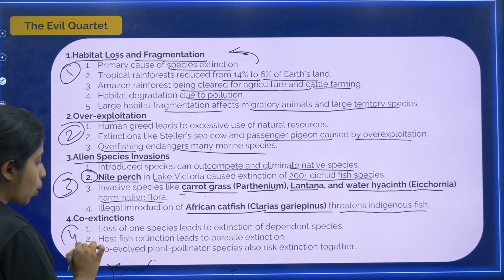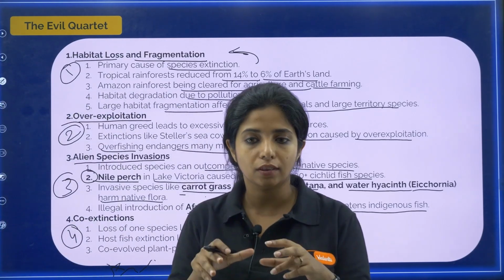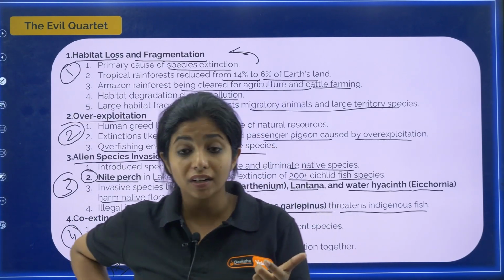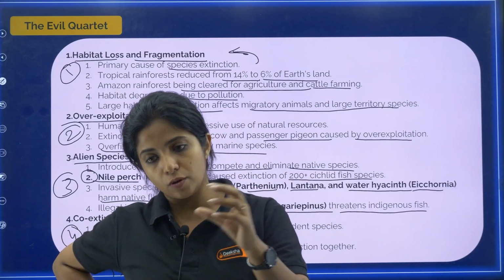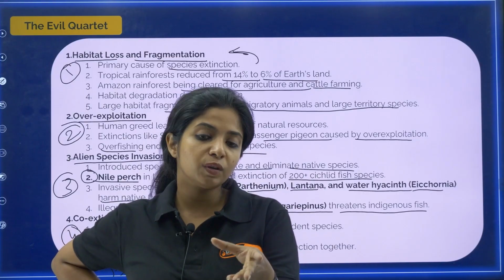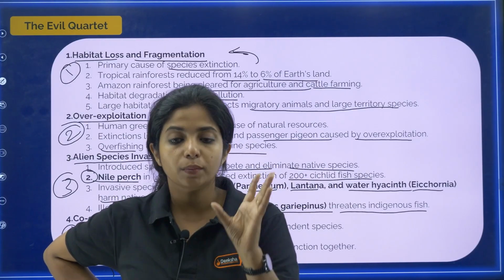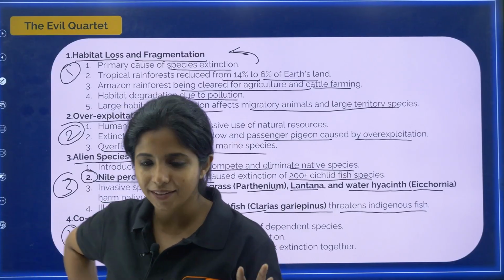Now the fourth reason is co-extinction. That means there are certain organisms which tend to live together. For example, if we talk about the fig tree and the wasp, the wasp is totally dependent on the fig tree, and the fig tree is also dependent on this particular wasp, right? So if one of them becomes extinct, what will happen? The other also slowly becomes extinct. This is known as co-extinction, because the other one cannot survive without the one there.